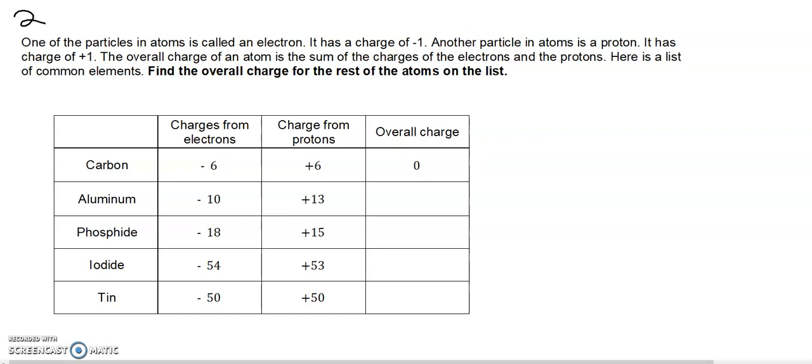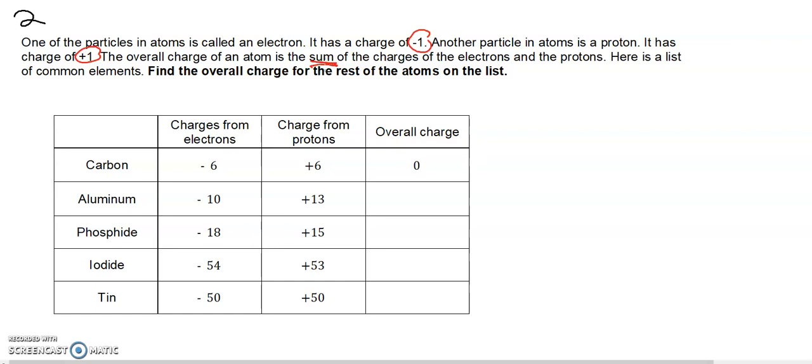So one of the particles in the atom is called an electron, which this all should be kind of a review for you if you were in Miss Hesch's class, because I know she has already done the periodic table and all that fun stuff. The electron has a charge of -1. Another particle in the atom is a proton. It has a charge of +1. The overall charge of an atom is the sum of the charges of the electrons and protons. So here's the list. Find the overall charge for the rest of the atoms on the list.